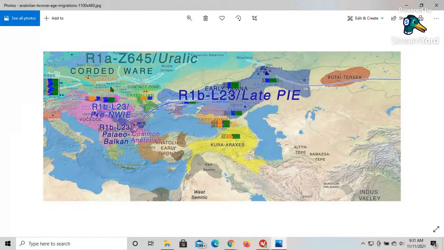This is the secular view of what happened. They talk about the Corded Ware and this type of pottery, that type of pottery, and it's basically talking about the descendants of Gomer, which are Ashkenaz, R1A, and R1B would be Tiraz. Not Tiraz, what am I saying? R1B is Riphath, and the other one would be Togarmah.